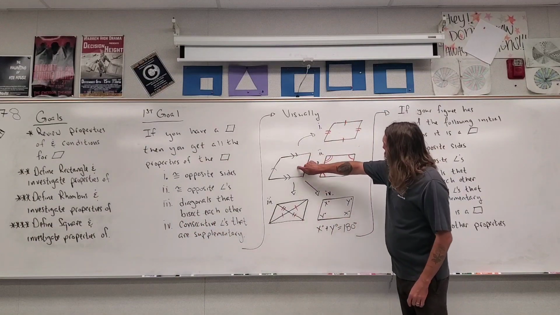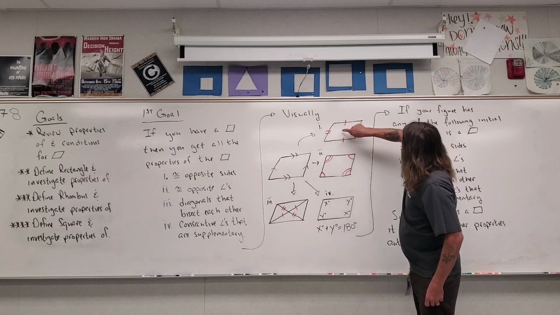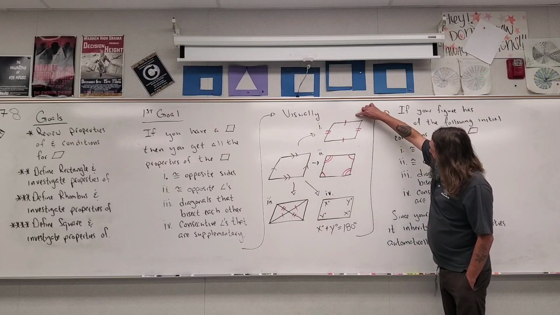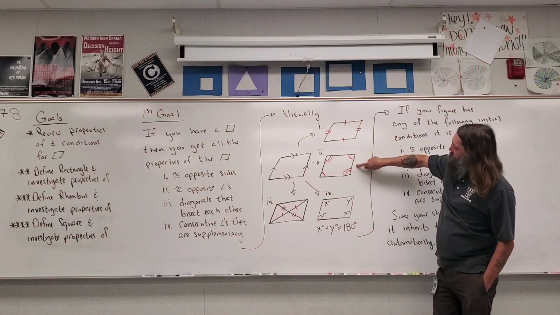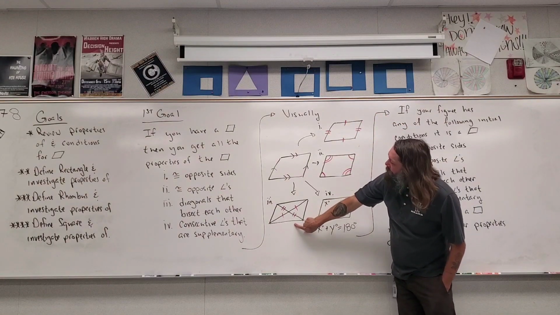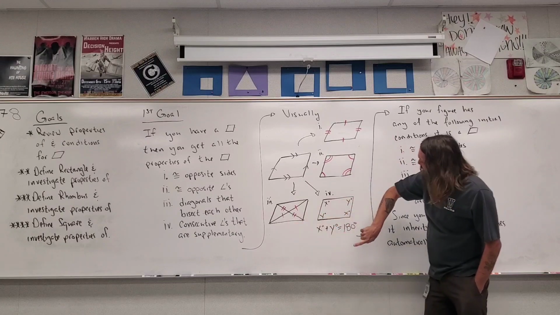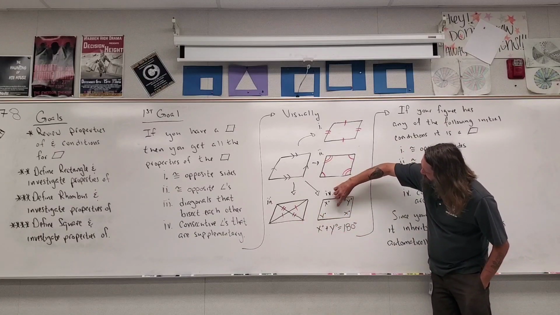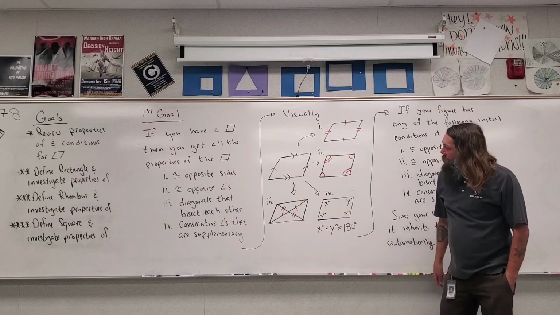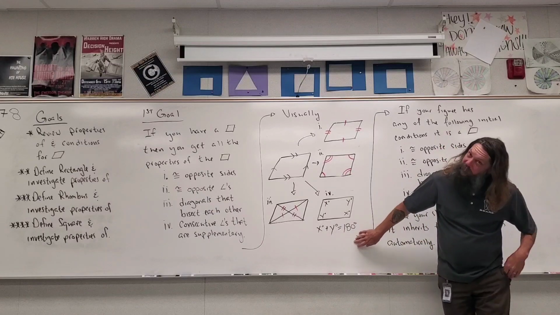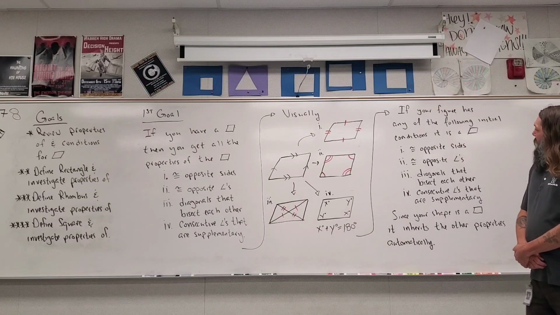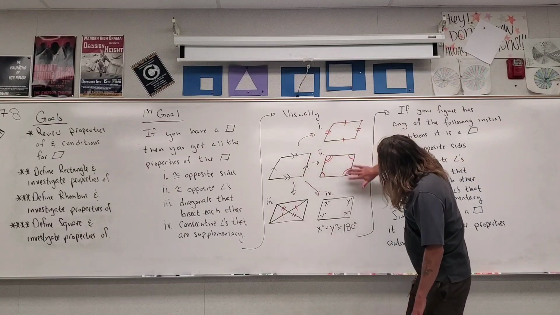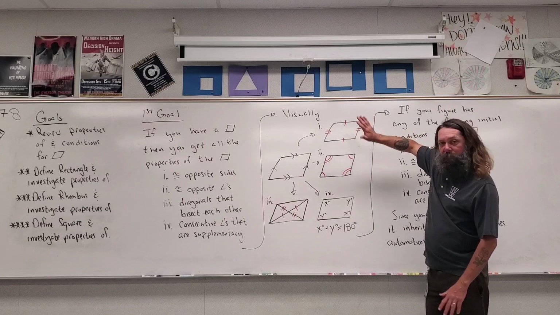So if I have a parallelogram, this, number 1, is congruent opposite sides. This, number 2, is congruent opposite angles. This is number 3, diagonals that bisect each other. And this is number 4, consecutive angles that add to 180 degrees, which is a fancy way to say that is supplementary. All right? So having a parallelogram means that you get these 4 things automatically.